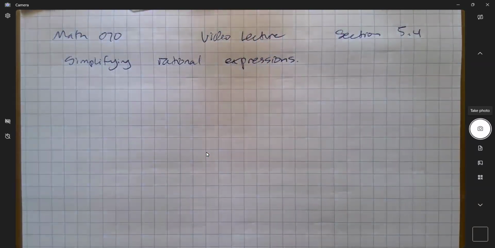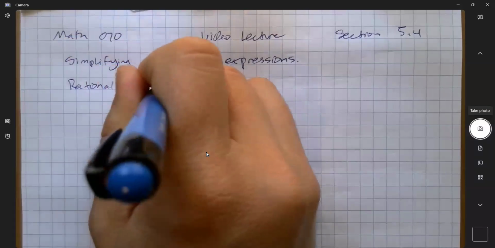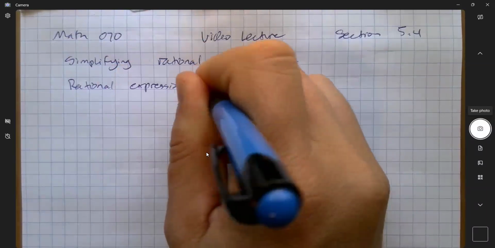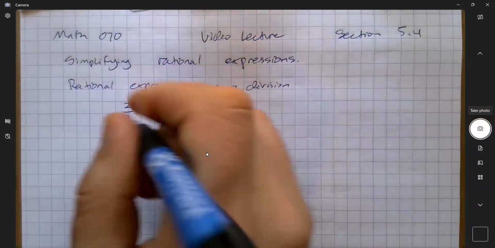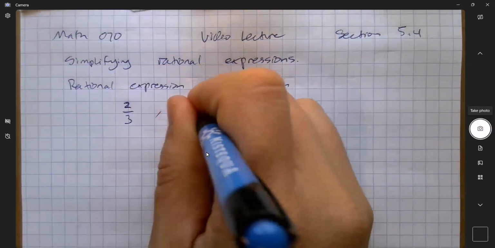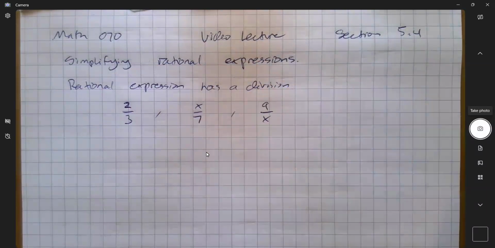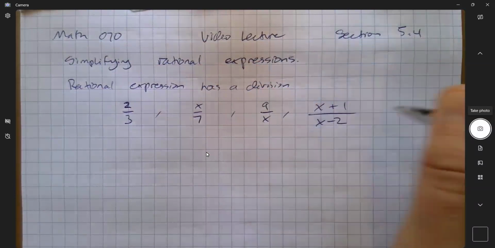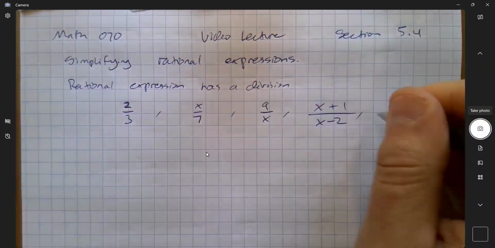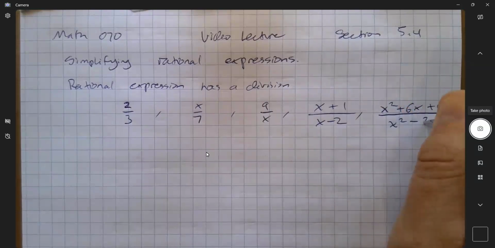So a reminder, what is a rational expression? Well, a rational expression has a division. That's basically what we mean. Examples can be 2/3, where it's all numbers, or it can be x over 7, where there's a variable in the top. It could be 9 over x, where there's a variable in the bottom. It can involve some additions in the top and the bottom. And it can involve powers. So it could be like x squared plus 6x plus 9 all over x squared minus 25.